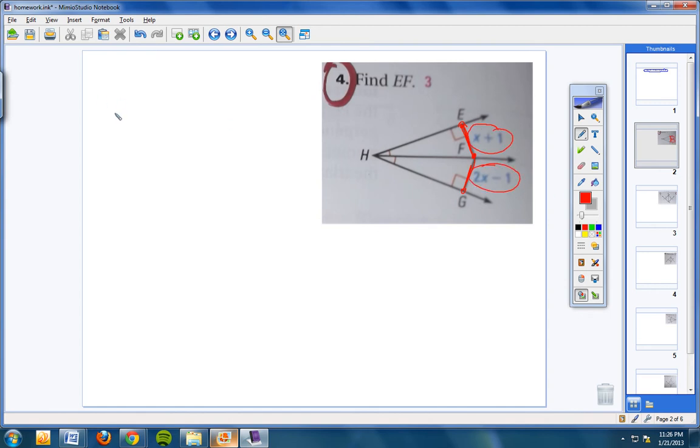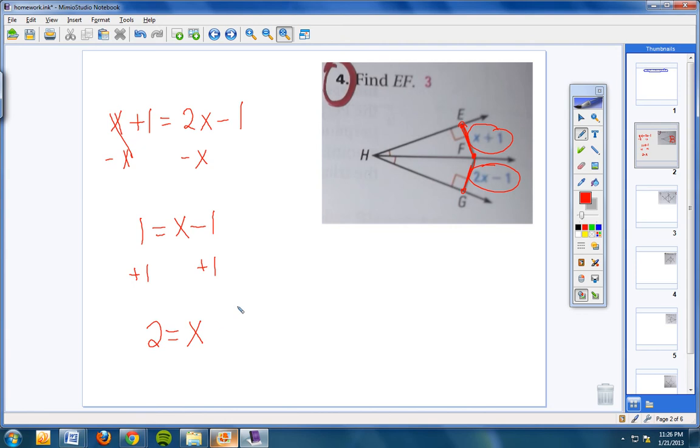So I can say x plus 1 equals 2x minus 1. Let's subtract x from both sides, and that would cancel these out. We're left with 1 equals x minus 1. And now let's add 1 to both sides, and we're left with 2 equals x.